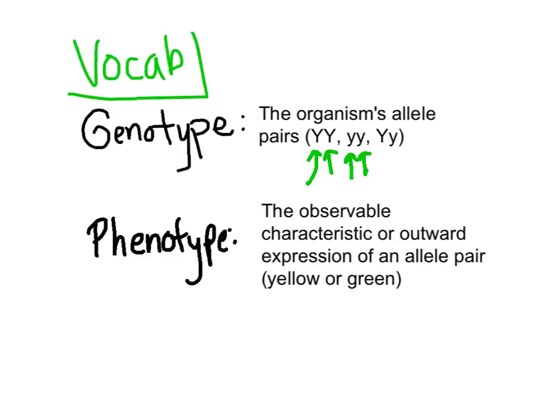The phenotype is actually what you see, so that would actually be the color. So do you see the color yellow or do you see the color green? This is the observable characteristic or the outward expression of an allele pair.